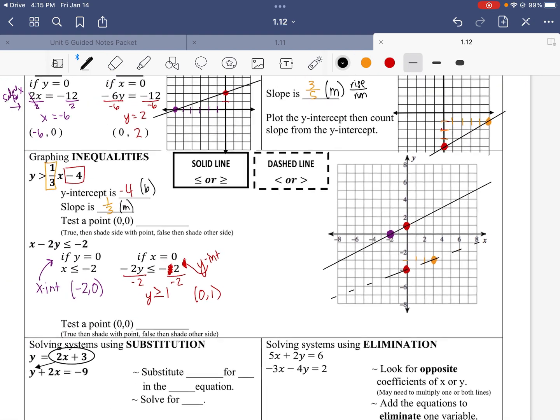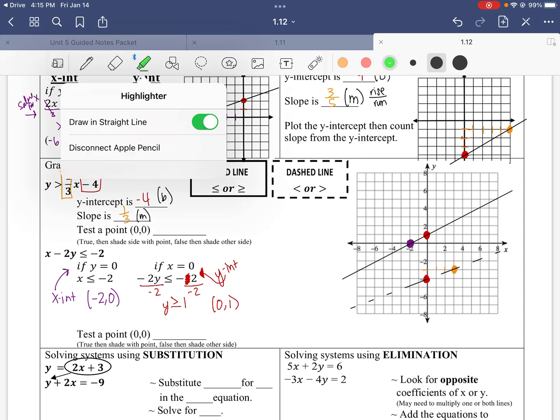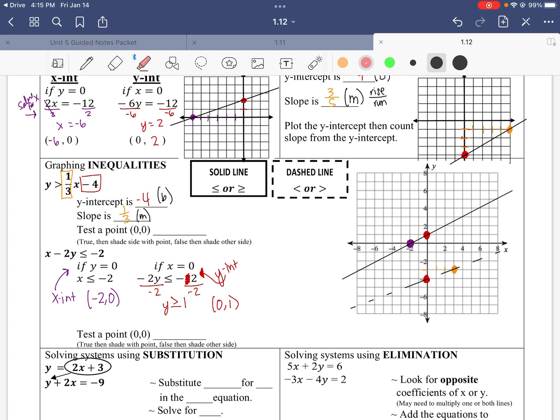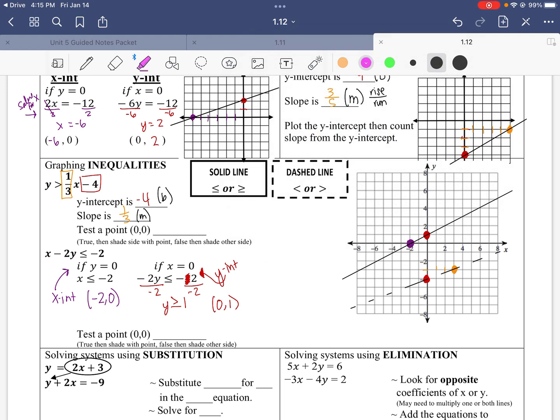The next thing that you're always going to have to do is shading. So we're going to start with the second one again, and we're going to do our shading. With shading, you always have to test a point. I always recommend 0, 0. So what we do is we plug zeros in. If we plug 0 in for x, then that's 0. Minus 2 times y is also 0, less than or equal to -2. Then we're going to simplify. This will be 0, this will be 0. 0 minus 0 is just 0. And we're checking to see, is 0 less than or equal to -2?